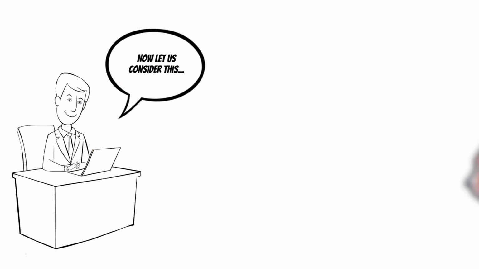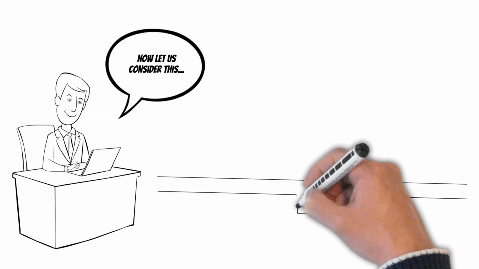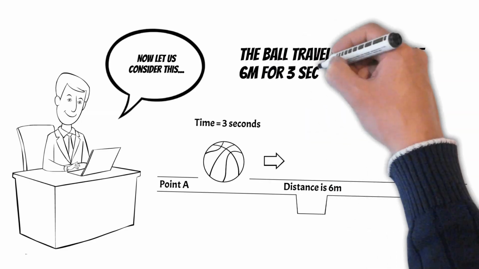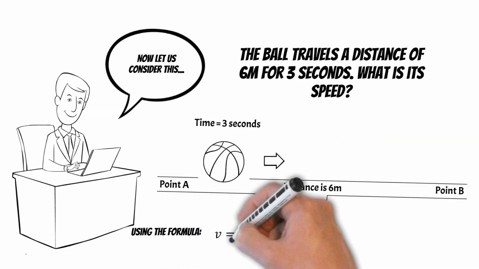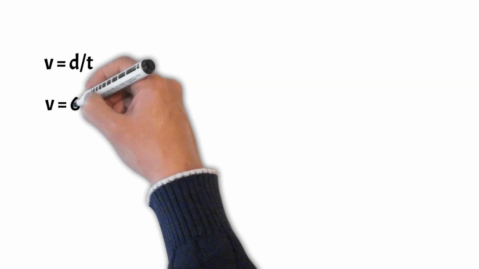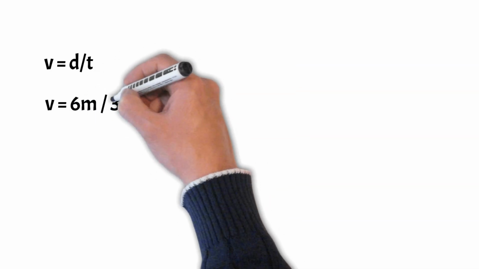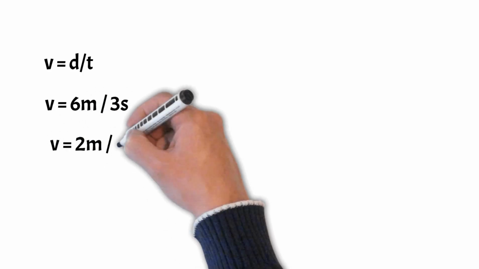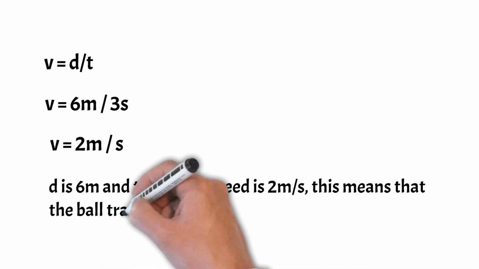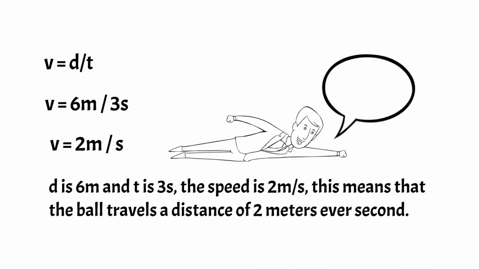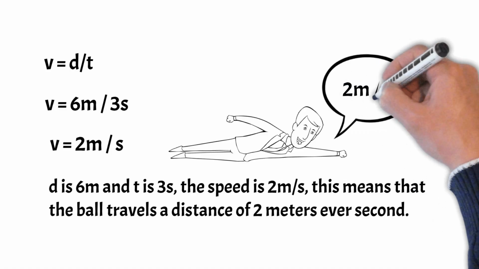Now let us consider this. Suppose that there's a rolling ball. The ball travels a distance of 6 meters in 3 seconds. What is its speed? Using the formula v = d/t, we substitute d as 6 meters for the distance and t as 3 seconds for the time. We calculate 6 meters over 3 seconds, which will yield a value of 2 meters per second.